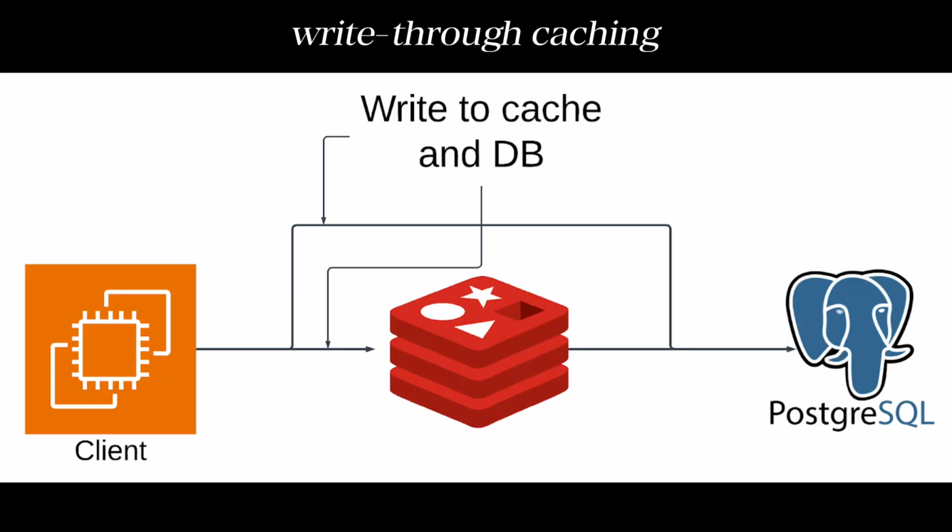First, write-through caching. Every single write will go to both the database and the cache at the same time. This will keep things between the database and the cache consistent, but also makes writes a little bit slower.